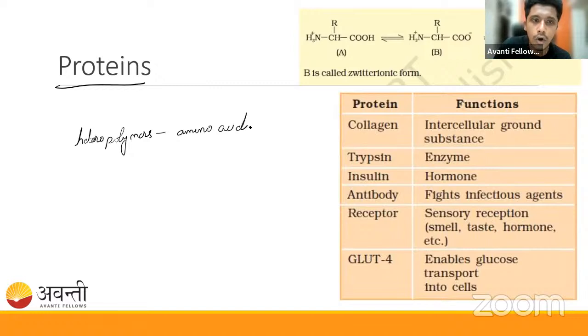So what are amino acids? When I tell you it is a heteropolymer, that means it is made up of different types of monomers. Hetero means different. Polymer means it is made up of subunits or monomers. So I am telling you it is a heteropolymer of amino acids. There are actually 20 different types of amino acids.